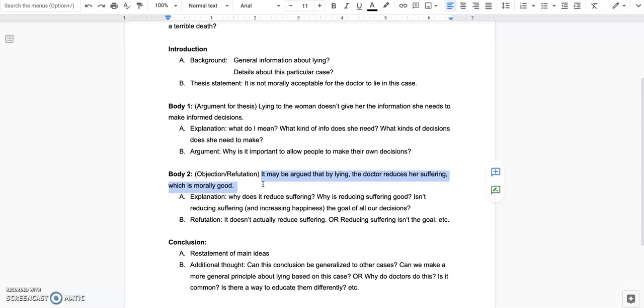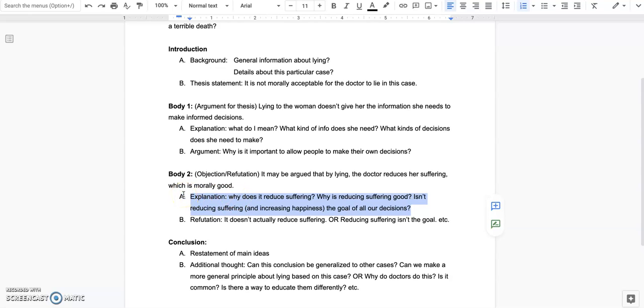Some of you thought this, that if the doctor lies, she will suffer less. That's morally acceptable. That's a good thing. We should do it. So I'm going to consider that in my body 2. In the first half of this body 2, I'm going to explain that point of view.